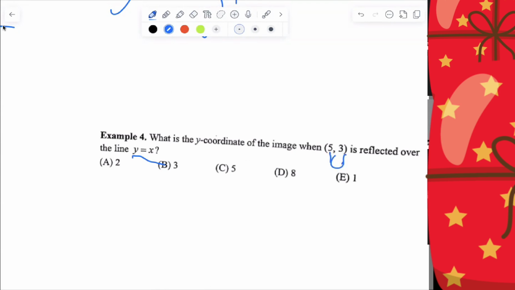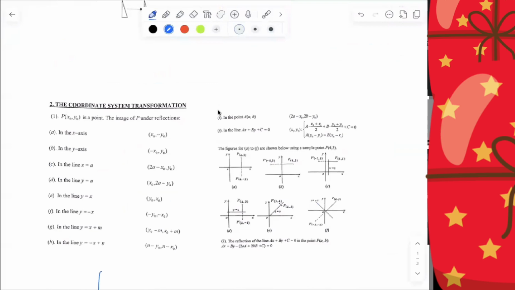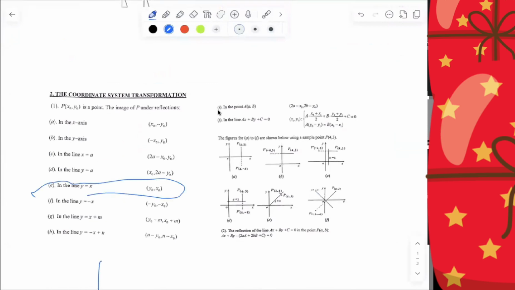Because y equals x, meaning that x equals y, so 5 is the new y coordinate and 3 is the new x coordinate. And then boom, the y coordinate is 5. It was pretty much that easy. If you want to memorize it, that's basically the formula for how it's supposed to be done.